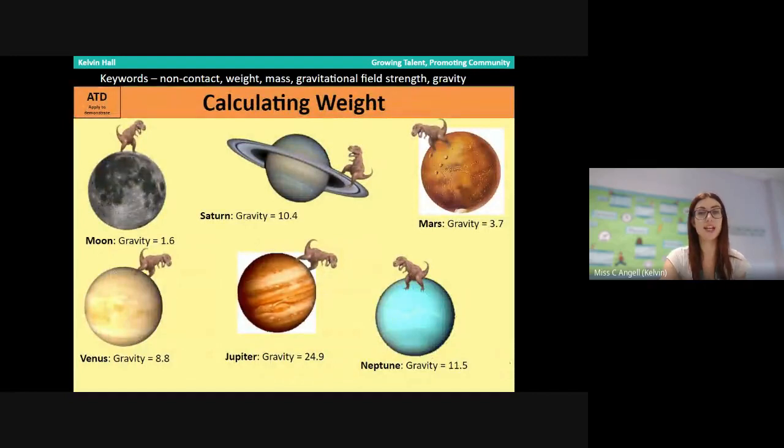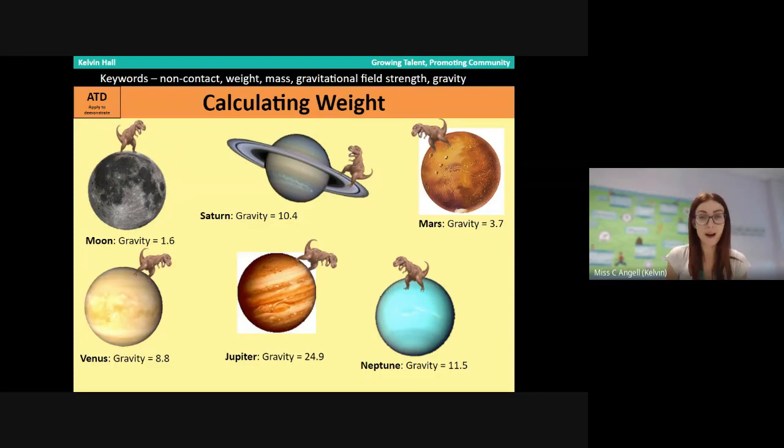Great job, everybody. Now, let's have a look at our worksheet. I've given you the T-Rex on 6 different planets. I would like you to calculate his weight. There is a space for you to write down your working out and a space for your answer. Pause the video here so you can complete this activity.